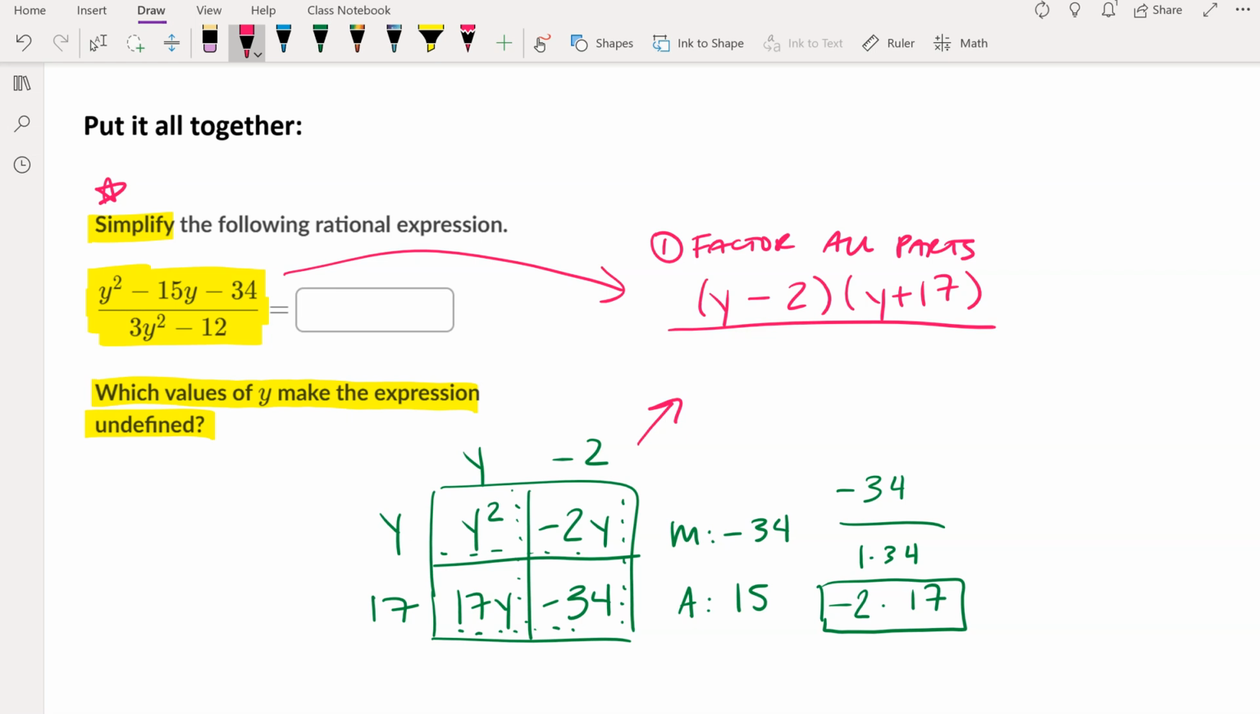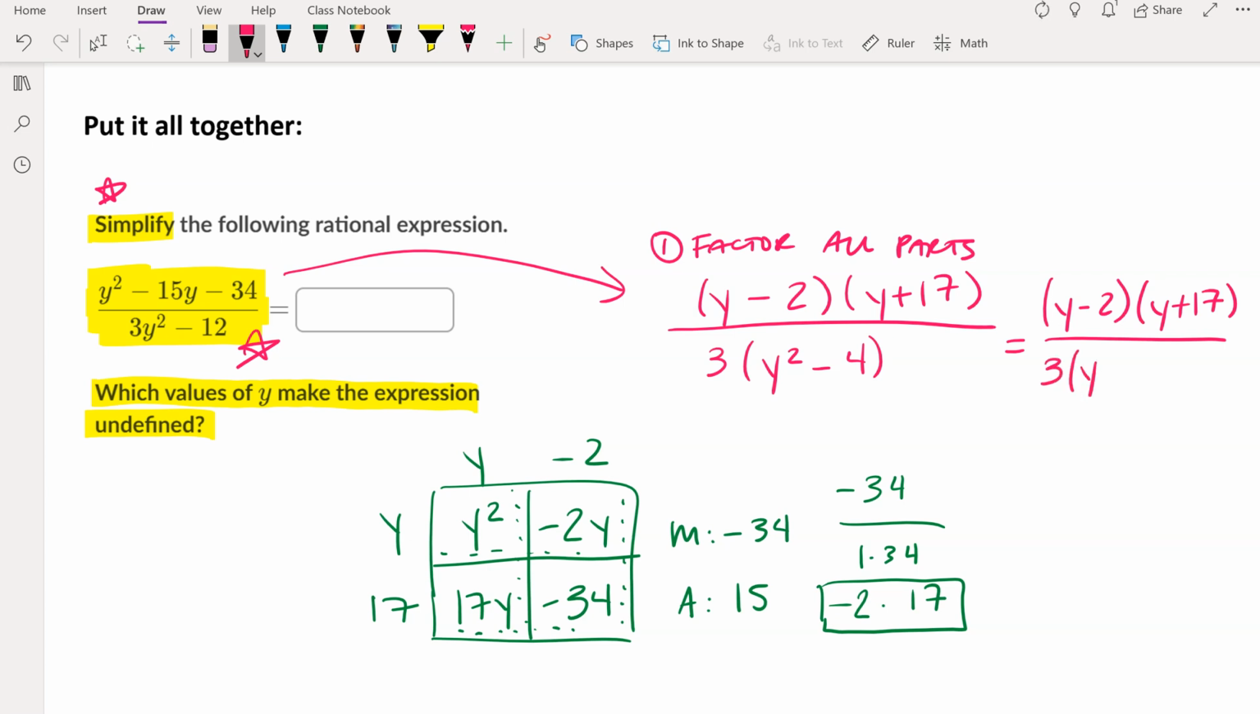And now we're going to factor the denominator. We need to factor all parts, so let's factor the denominator. We're going to use a GCF. So what is the GCF on the denominator? The GCF on the denominator is 3. And then we get y squared minus 4. Are we done factoring? Can we factor this anymore? Yes, we can, using difference of squares. So the numerator equals y minus 2, y plus 17. And we get 3 stays, y minus 2, y plus 2.